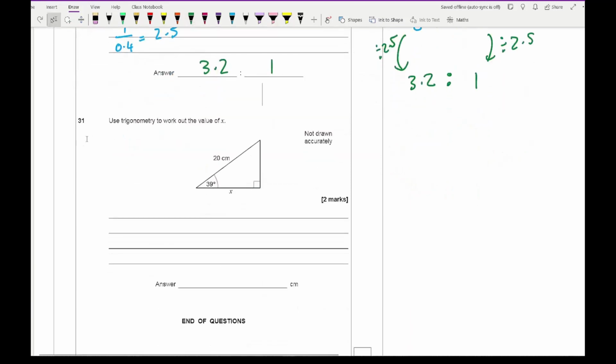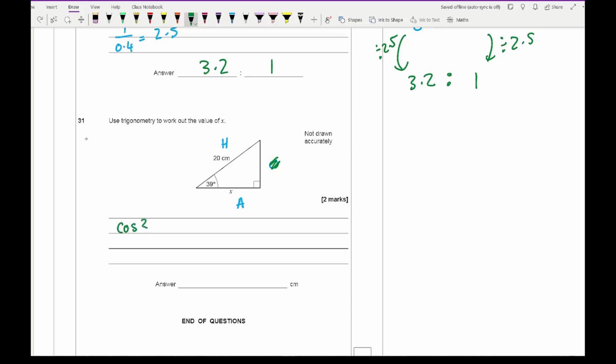Then looking at question 31, which is our last question. So here it's using trigonometry, work out the value of x. So when you're doing trig, the important thing is to label the triangle. So this is the hypotenuse, this is the opposite, this is the adjacent. Now I'm not using the hypotenuse, so that's blank, so I can just simply cross that out. Which trig ratio uses a and h? Well, that's going to be cos.